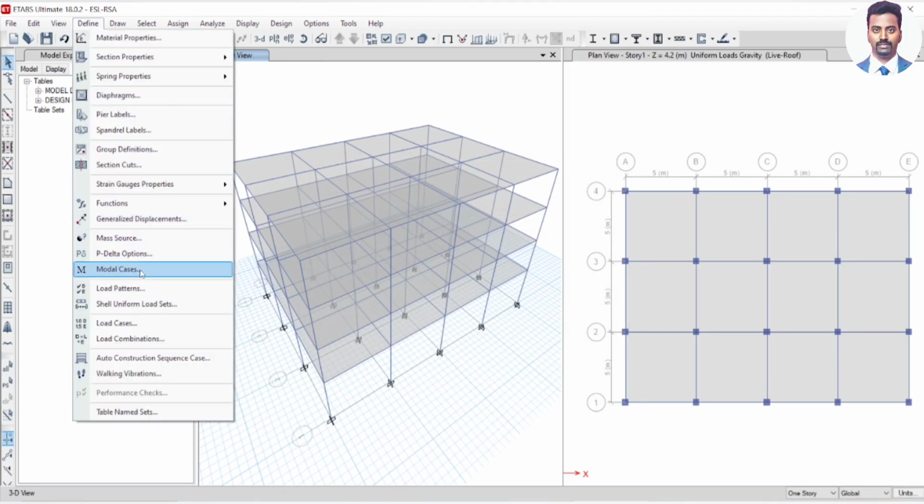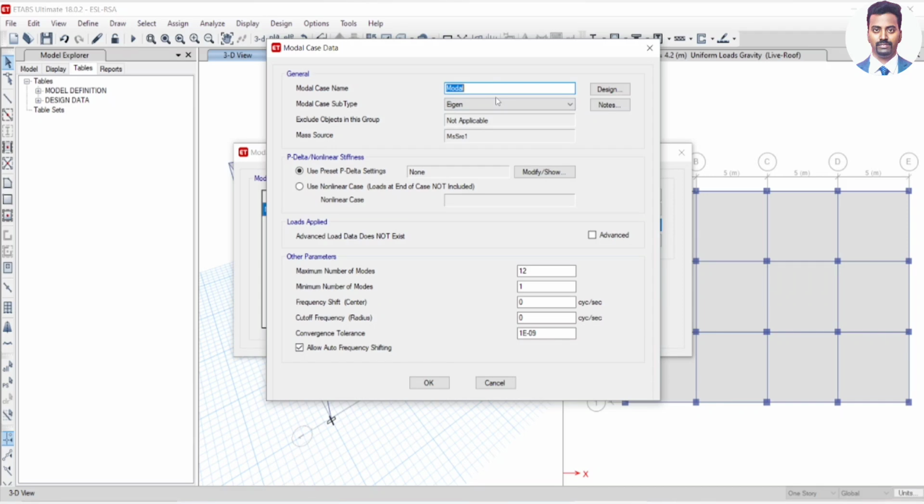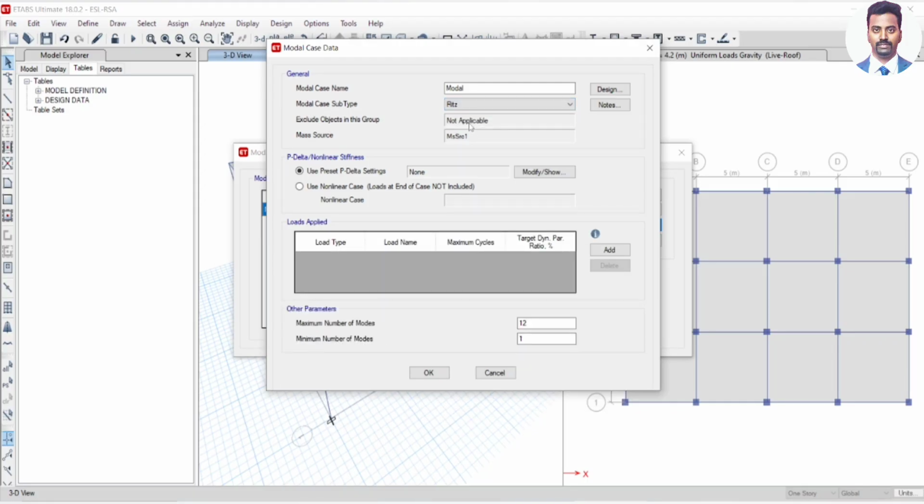Then define modal cases. Now we have to modify the modal case. Here for getting the fundamental natural period and the mode shape, we need this. So instead of eigenvalue, we can provide Ritz. Eigenvalue will provide 12 modes. Here you can see 12 modes. If we are providing the Ritz modal case, you can provide only the required number of modes. Here we need only 3 modes.